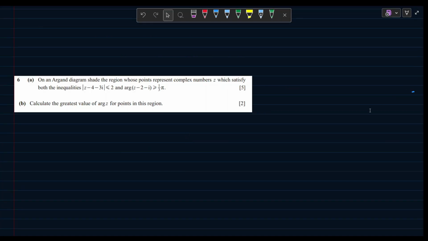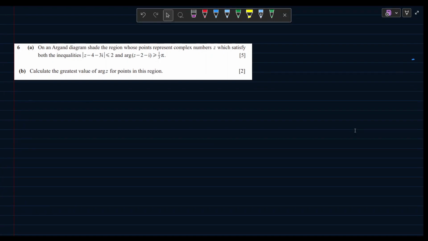Alright, so let's look at some past paper questions on Argand diagrams. Here we're given that on an Argand diagram, shade the region whose points represent complex numbers z which satisfy both inequalities: |z - 4 - 3i| is less than or equal to 2, and arg(z - 2 - i) is greater than or equal to a third pi.